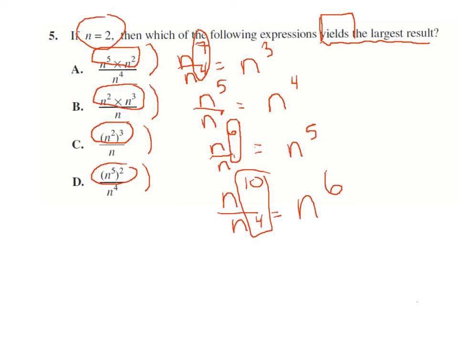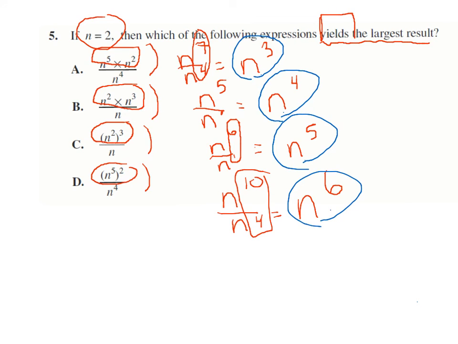We can now, if we choose to, substitute in 2 for n on each of these examples. However, there's no real need for that since we are going to be multiplying n by itself 3 times here, n by itself 4 times there, n by itself 5 times here, and n by itself 6 times there. It doesn't really matter what n is. This will always give me the largest value. Therefore, D is your correct answer because it yields the largest result.